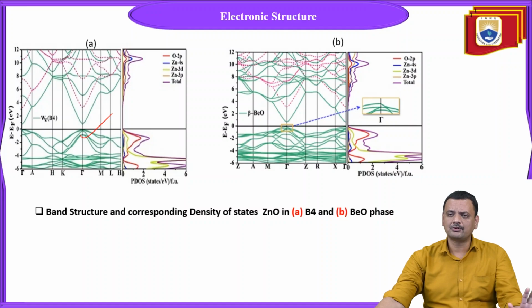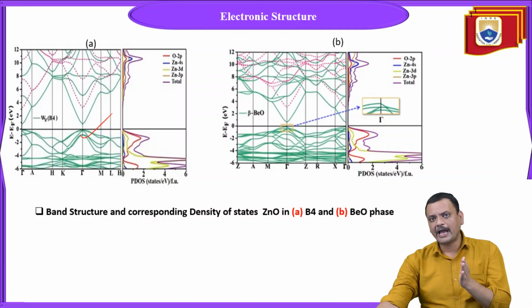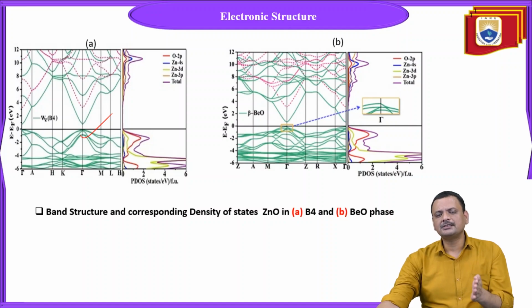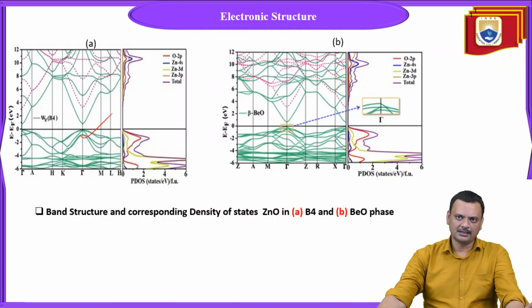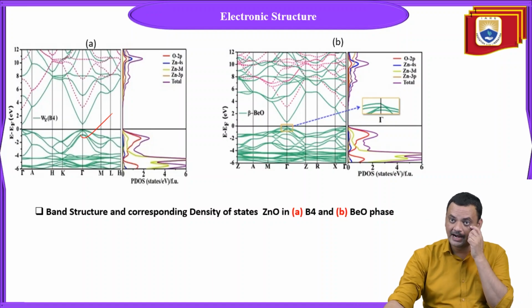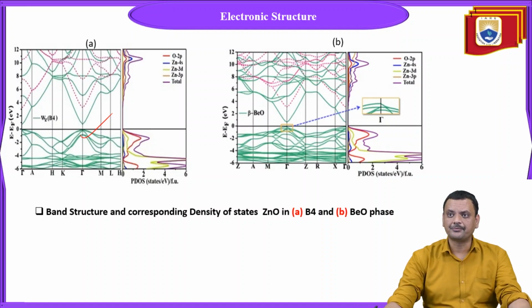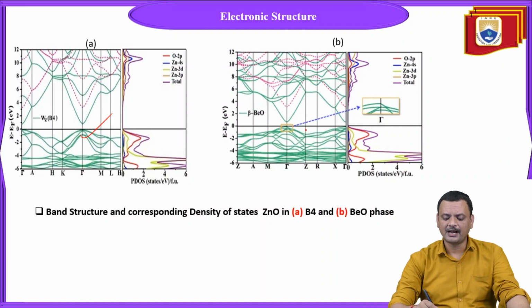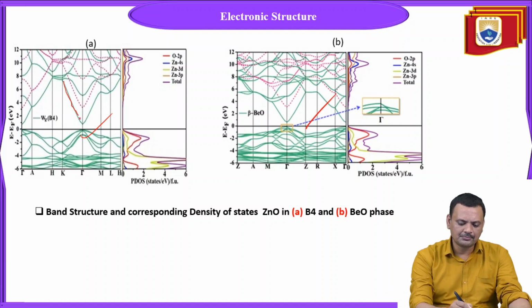Several lectures I devoted to the E-k diagram, and now it comes as a reality. This is the calculated figure. This calculation is done by me. These are the calculated band structures for the wurtzite B4 phase, and this is the band structure for the beta BeO phase. So this entire region is the conduction band, and this is the valence band.